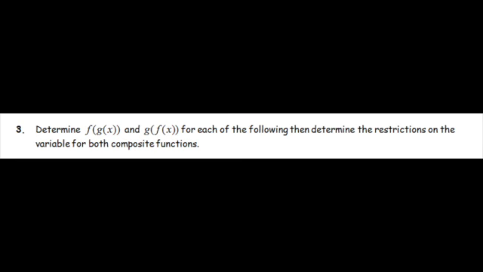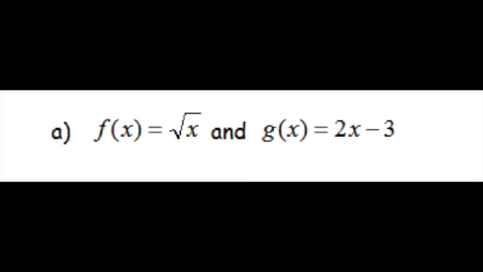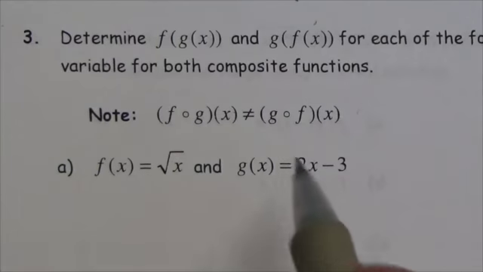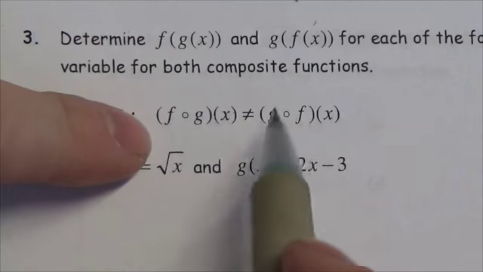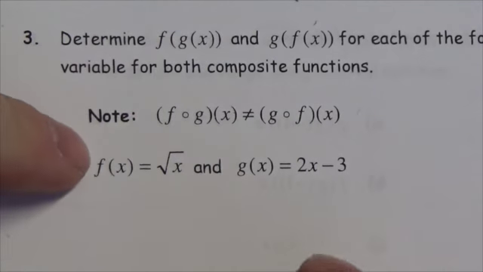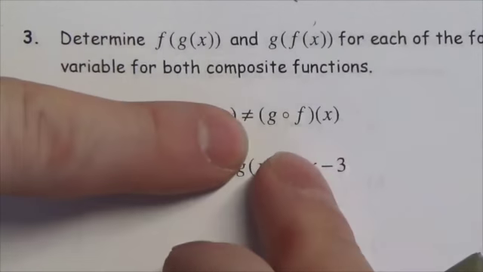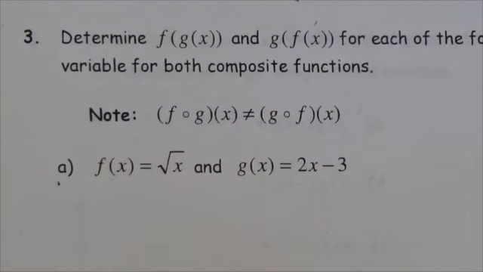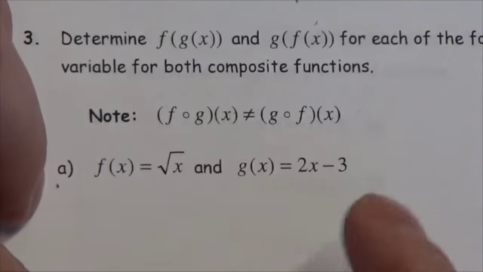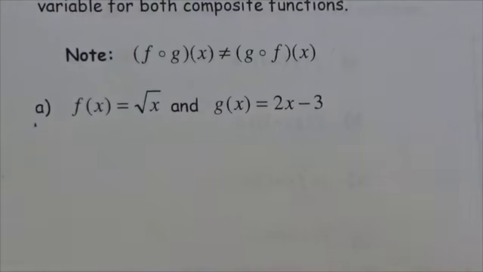Determine f of g of x and g of f of x for each of the following, then determine the restrictions on the variable for both composite functions. f of x is the square root of x, and g of x is 2x minus 3. Okay, so here, what we're going to try to demonstrate is that order does matter. And the word I was looking for before was commutative. When you change the order here, you actually change the function. We're going to demonstrate that with a few examples here. Composition is not commutative. Can't believe I forgot that.